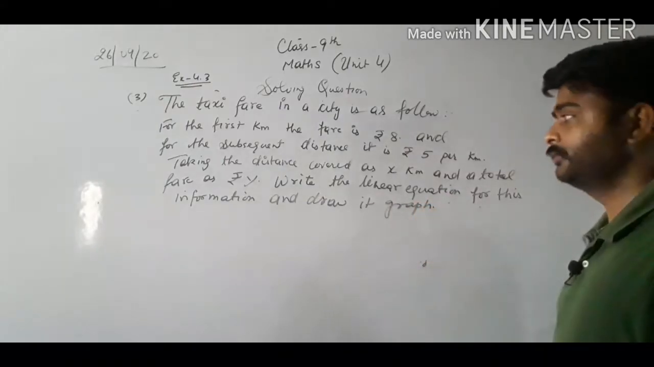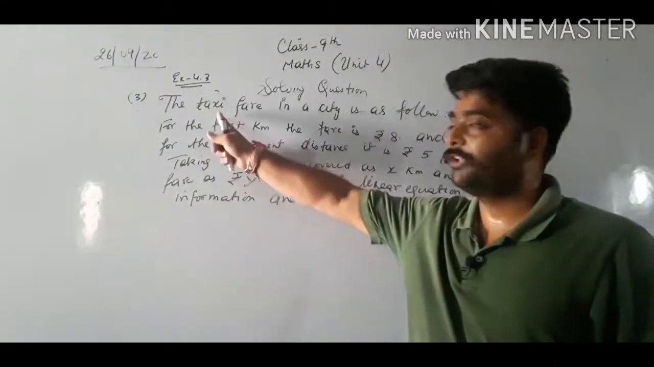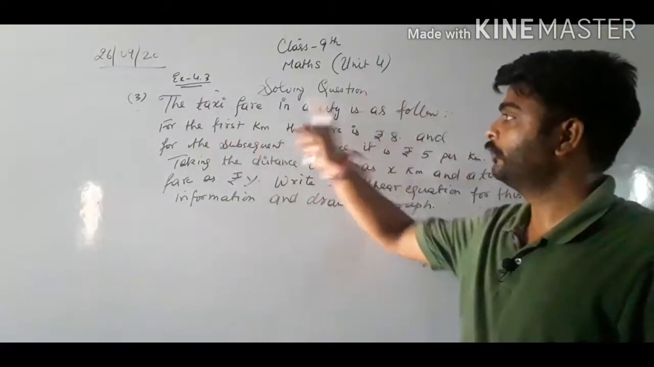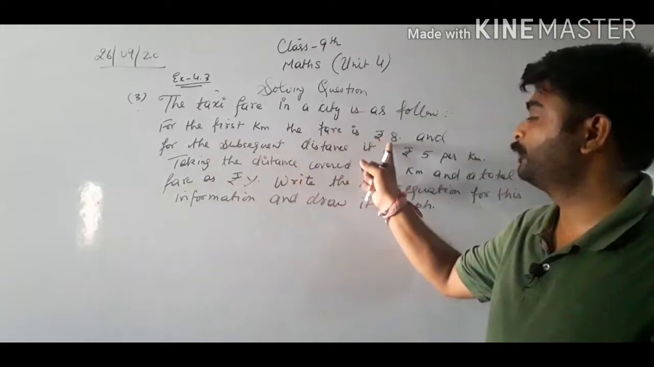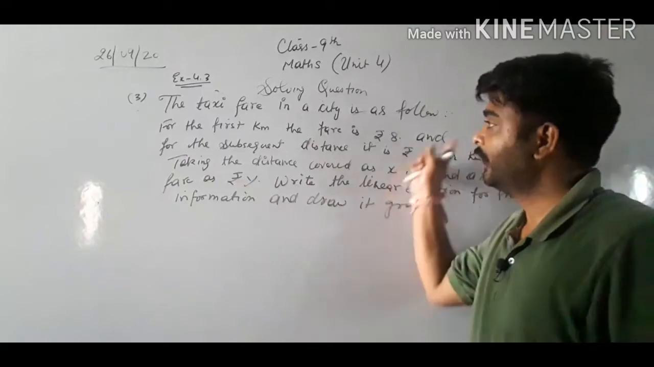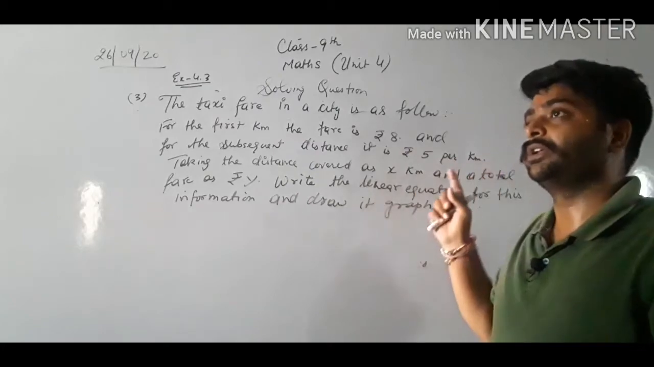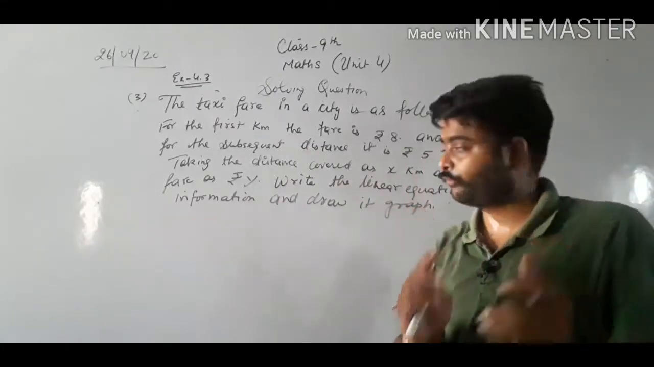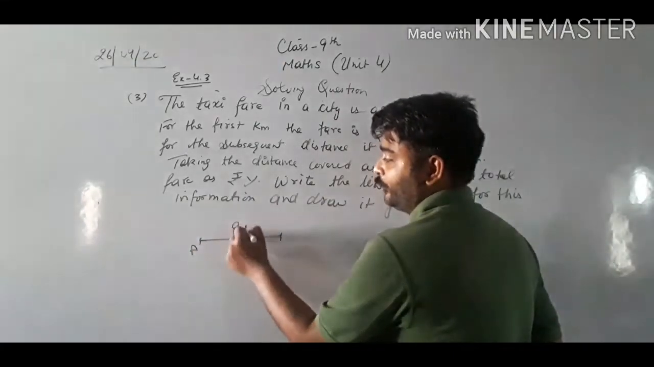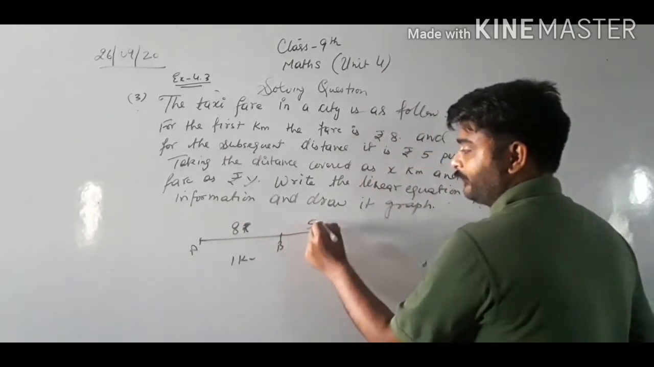So class, this is the question, and what is in the question? I repeat again. Taxi fare means amount, rupees की बात हो रही है यहाँ पे. The taxi fare in a city is as follows. For the first kilometer, the taxi fare is rupees 8. कि पहले किलोमीटर के लिए 8 रुपये लग रहे हैं, 8 rupees they are giving, and for the subsequent distance it is rupees 5 per kilometer. For the first kilometer they are giving 8 rupees. It's 1 kilometer, they are giving 8 rupees. Okay, for the next kilometers, they are giving 5 rupees each.